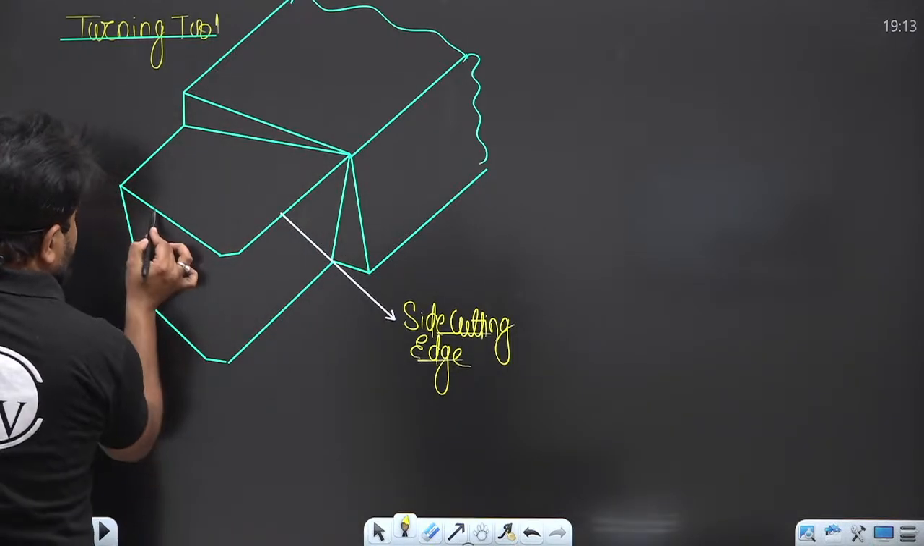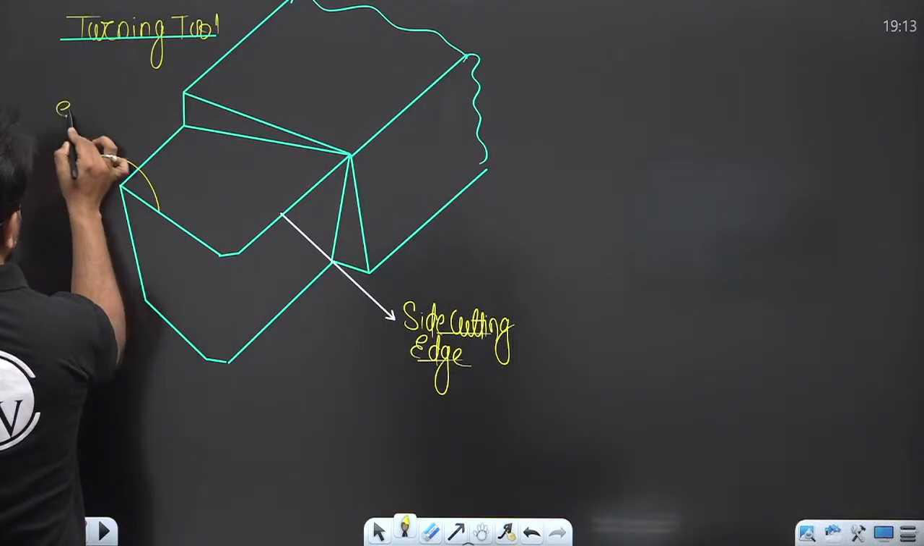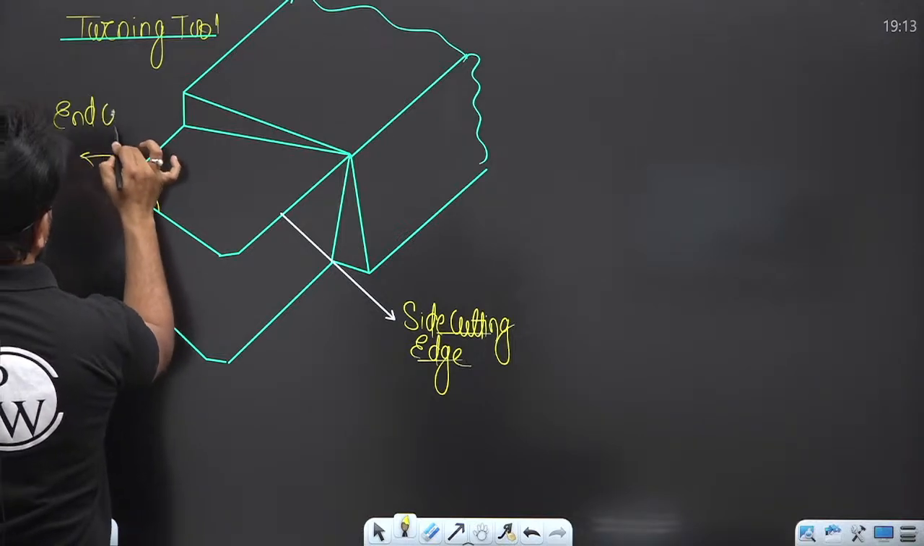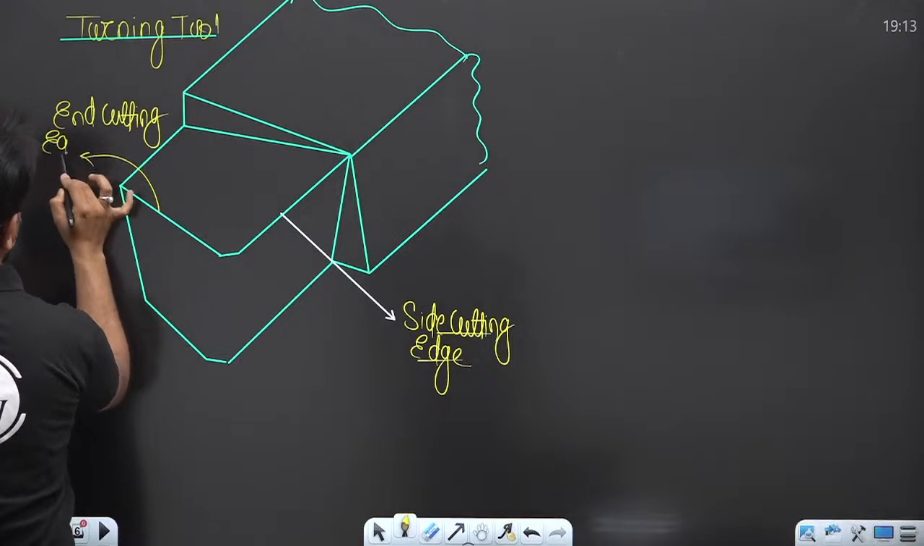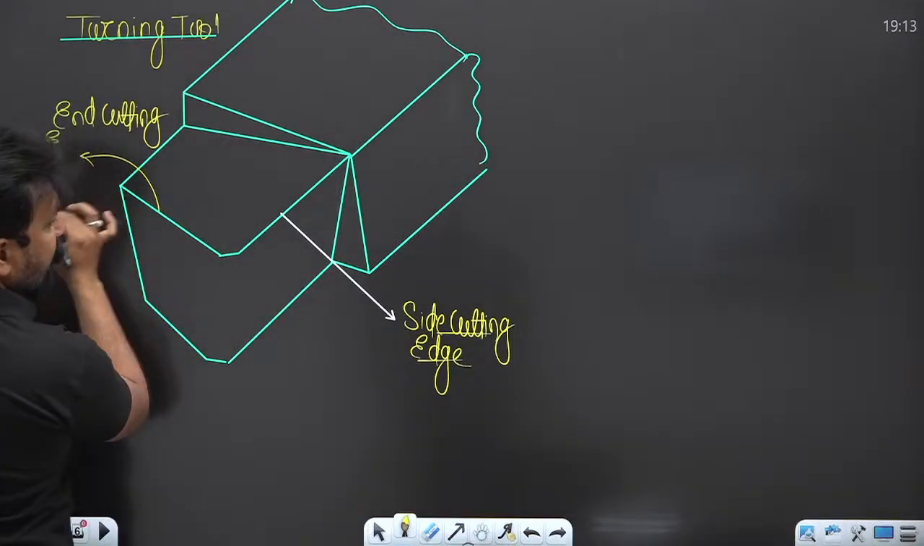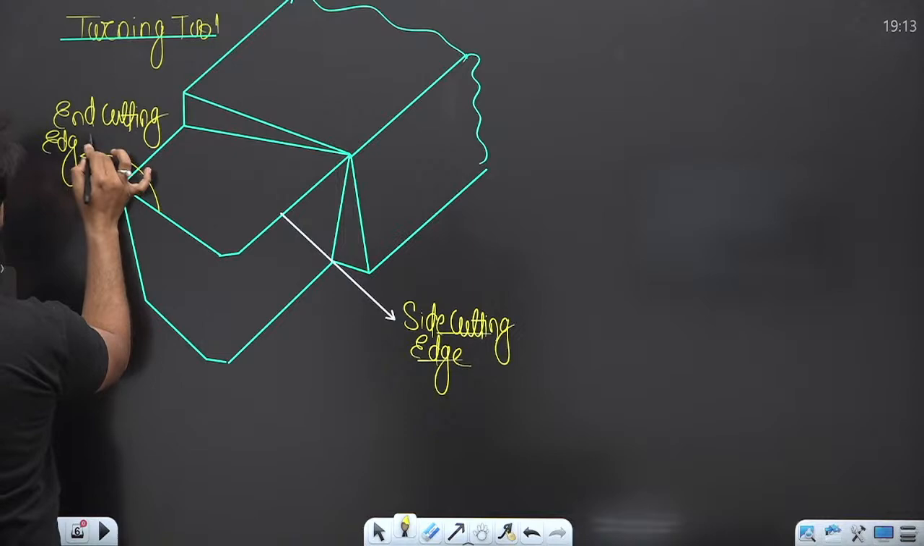This edge is known as what? This edge is known as your end cutting edge. Your end cutting edge. Yes or no?